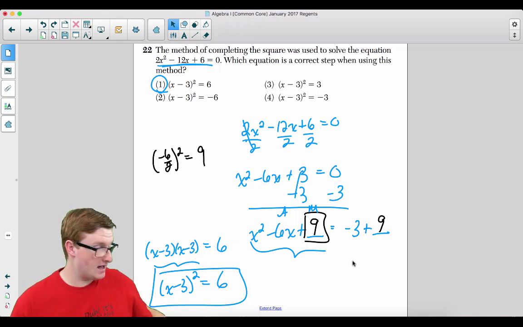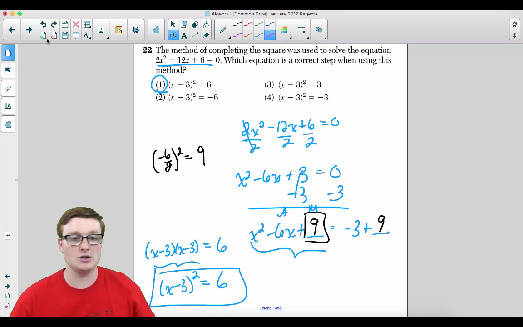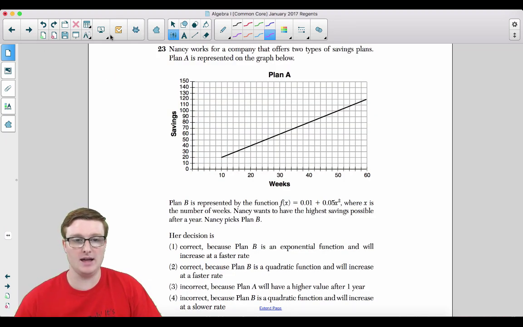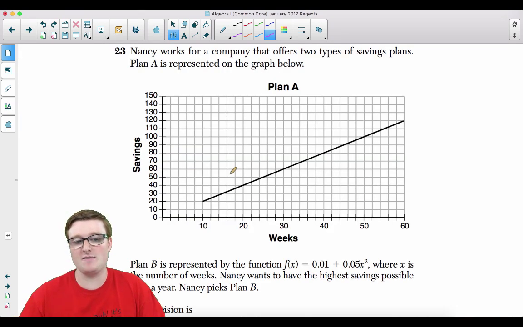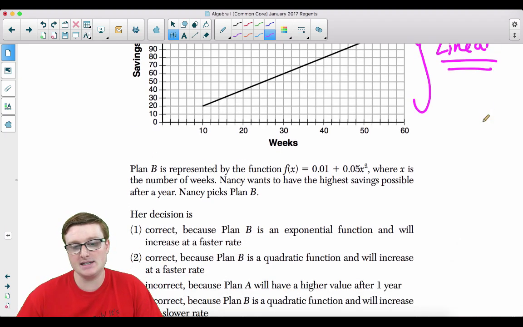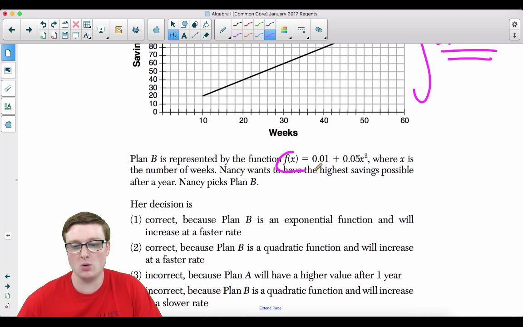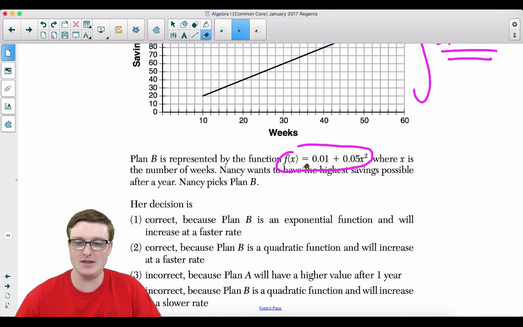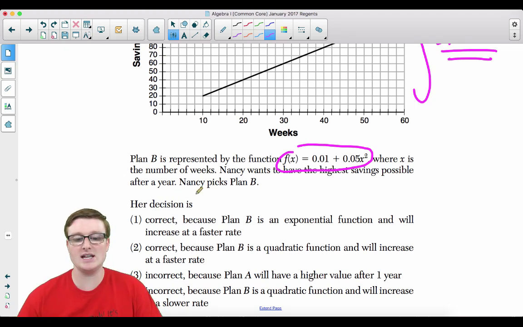All right, 23 and 24. Last couple questions. Here we go. Nancy works for a company that offers 2 types of savings plans. Plan A is represented by the graph below. So Plan A is represented by a linear model. Just keep this in the back of your head. Plan B is represented by the function f of x equals 0.01 plus 0.05x squared, where x is the number of weeks. Nancy wants to have the highest possible savings after a year. Nancy picks Plan B. Her decision is what?